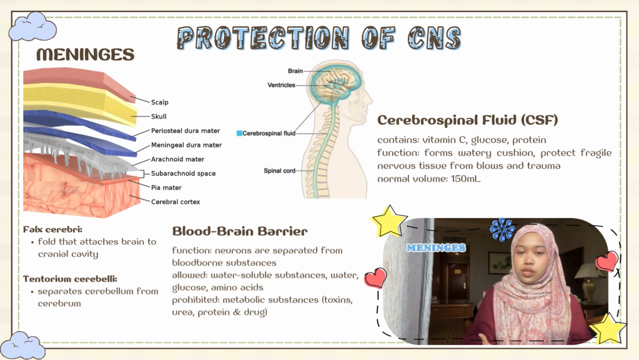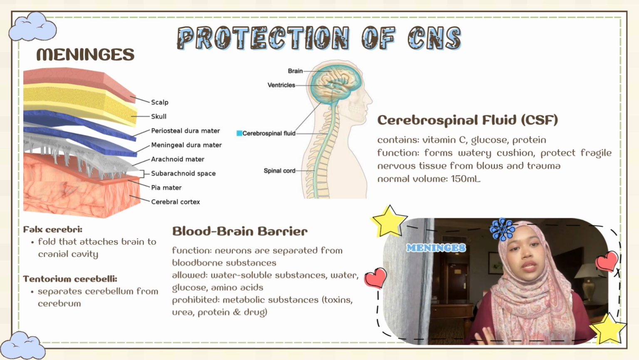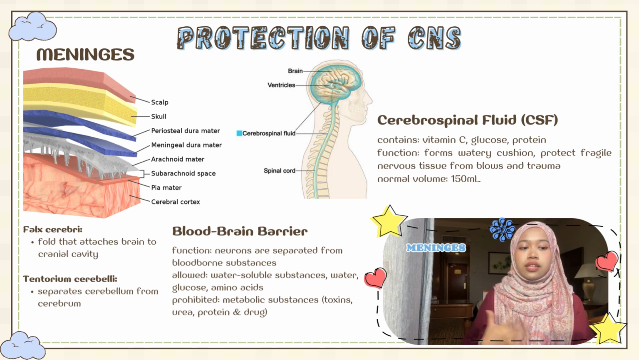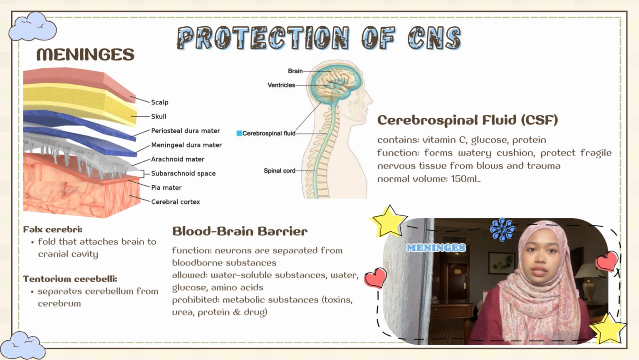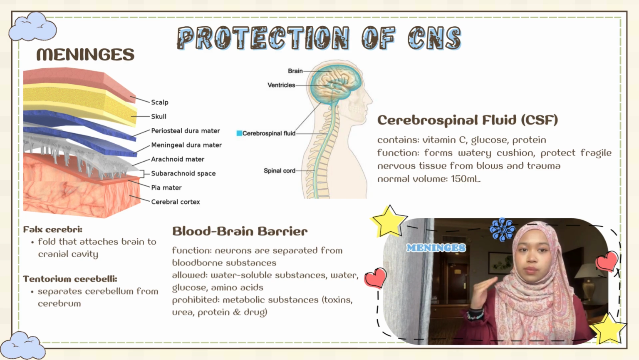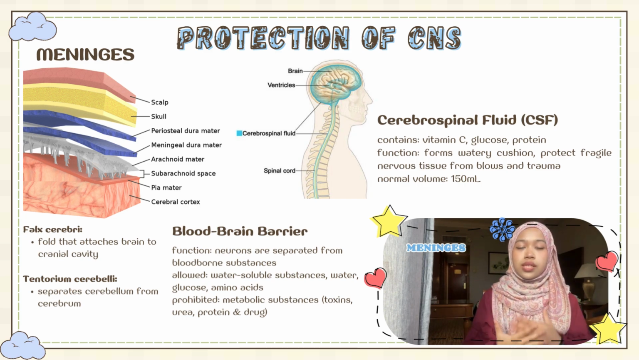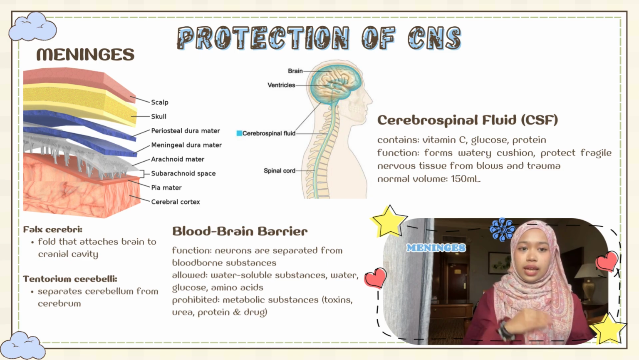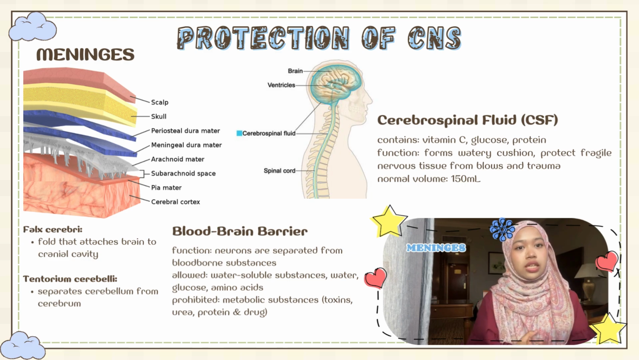So meninges. What do we know about meninges? Meninges are three membranes that line the skull and vertebral canal, which enclose the brain and the spinal cord. So the first layer of the meninges is called the dura mater.